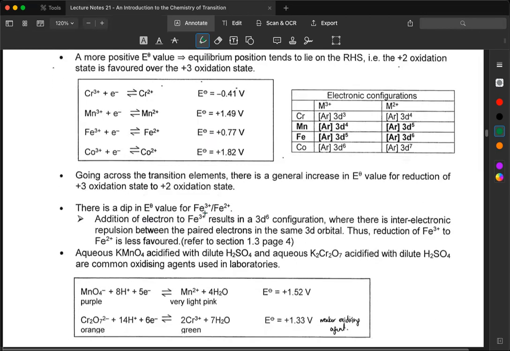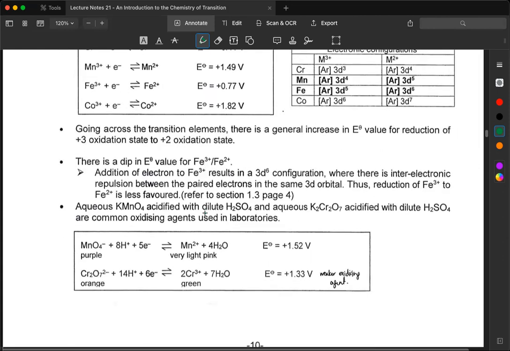Aqueous KMnO4 acidified with dilute acid and aqueous potassium dichromate acidified are common oxidizing agents, as we can see them in redox and organic chem. Based on the E0 value, we can tell that MnO4 minus is a stronger oxidizing agent compared to Cr2O72 minus. So we can actually use E0 as a way to gauge the strength of the oxidizing agent.